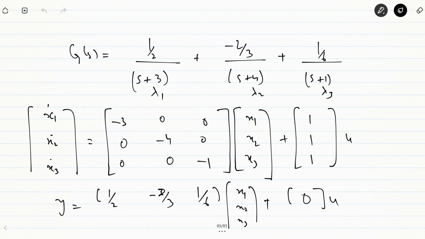अब इसमें एक स्पेशल केस है जो कि, and what is that special case?